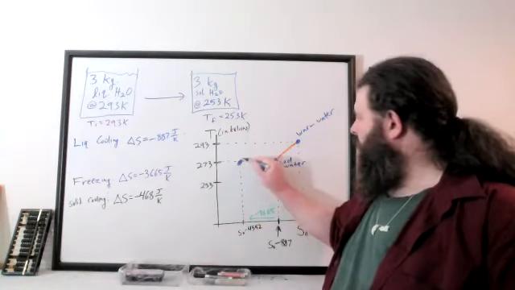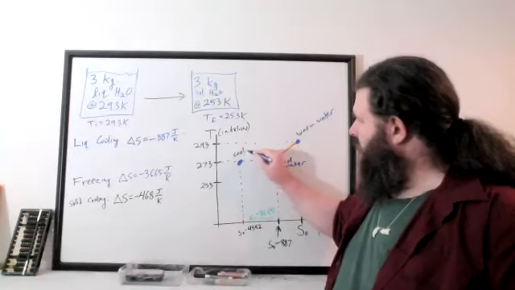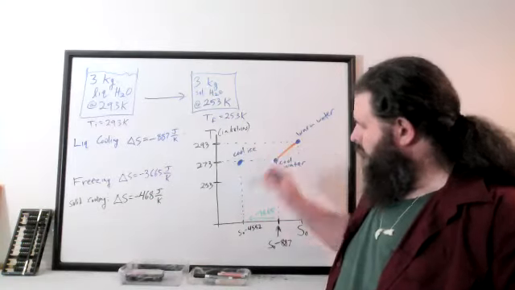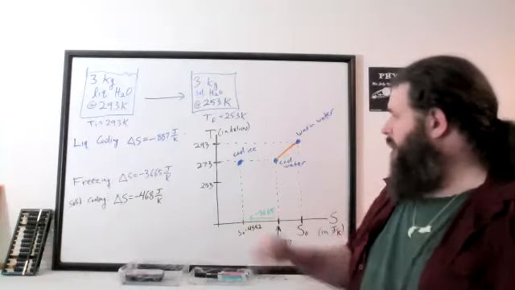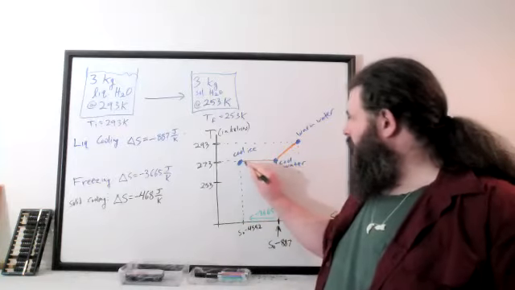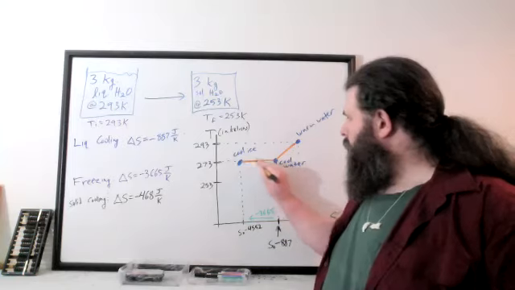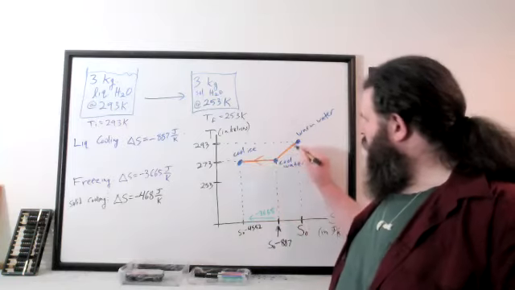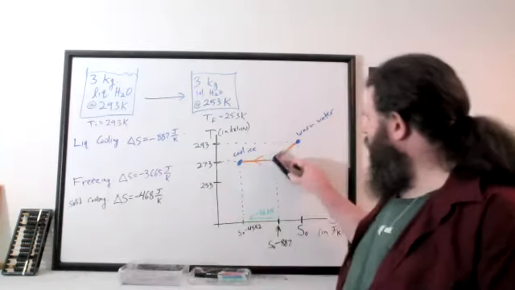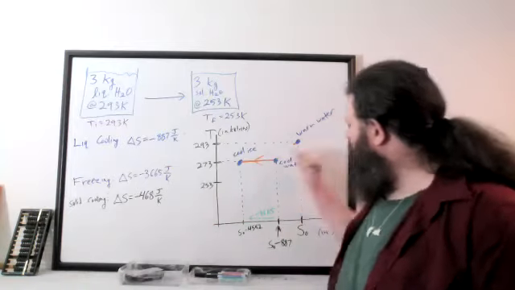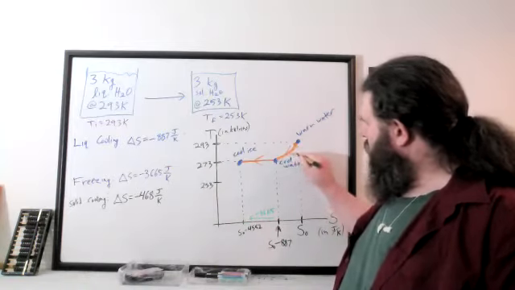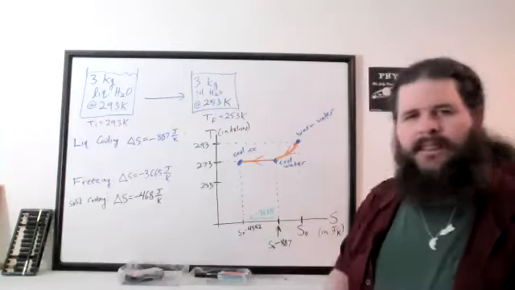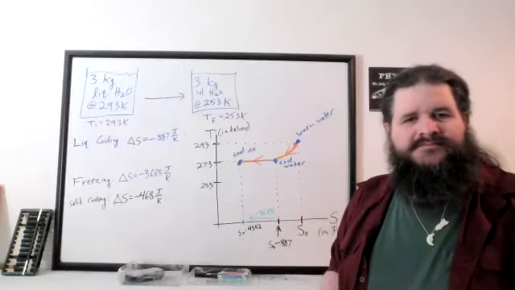So here we have cool ice. And this one we know is a straight line because the temperature does not change during that process. This one I would actually expect to be more of a curve. Not sure exactly what curve, but some sort of curve. And then what happens next?